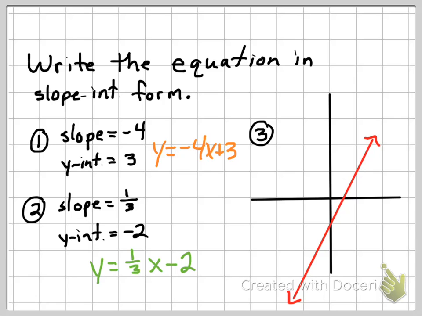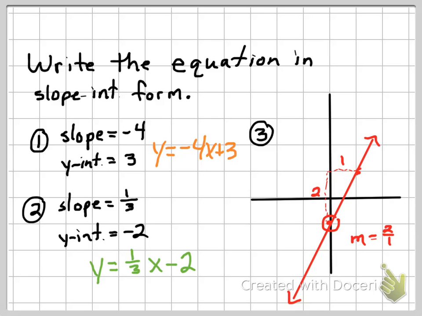Now, number three is a little more tricky because it doesn't give you the slope and the y-intercept, but it does show you the slope and the y-intercept. So you have to find it from the graph. The first thing you need is to use 2 points. Now I'm going to use the 2 points here and here. Okay, and I'm going to find how far did I rise. That's 2. How far did I run? And that would be 1. Rise over run is my slope. So that means m equals 2/1.